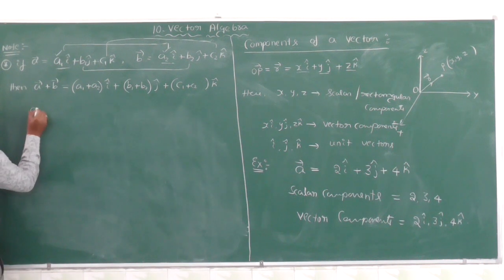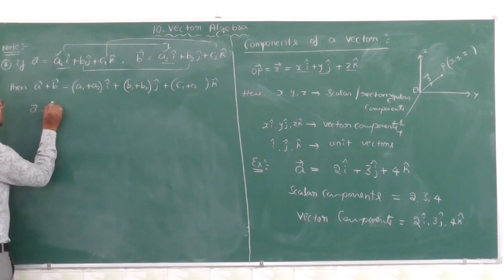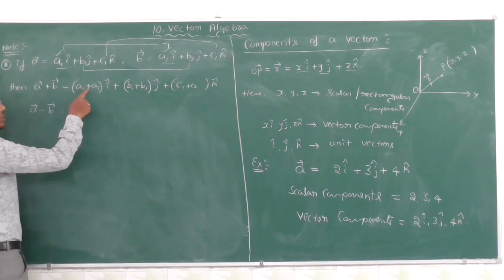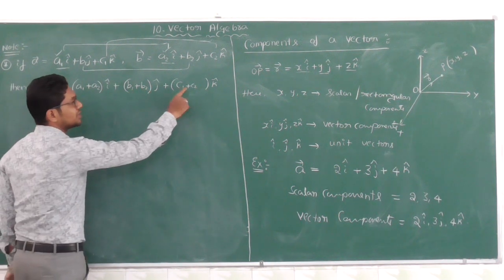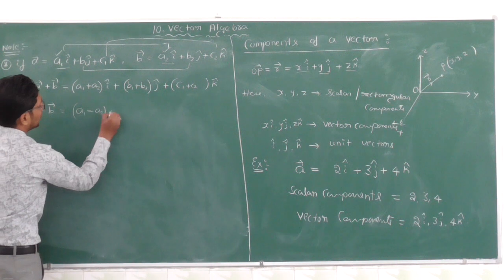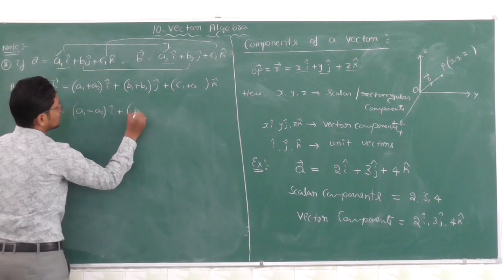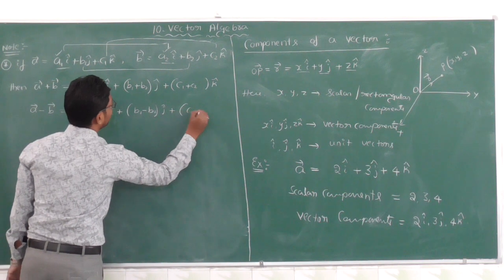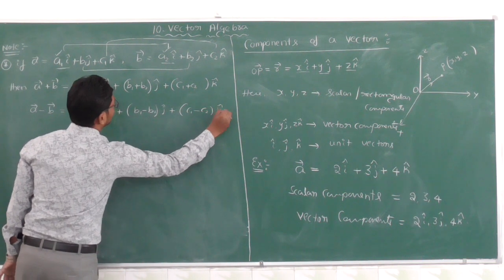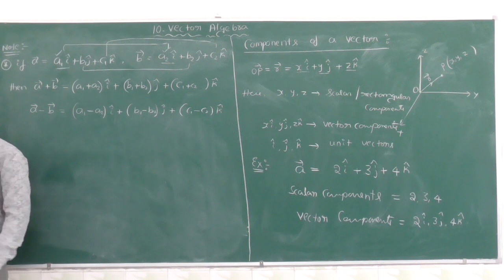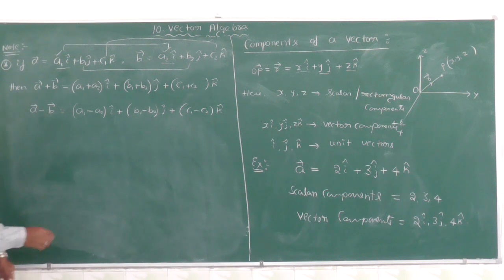Next, what about the difference of two vectors? A vector minus B vector, like A1 minus A2, B1 minus B2, C1 minus C2. Very simple thing. A1 minus A2 i plus B1 minus B2 j cap plus C1 minus C2 k cap. Okay, it is A plus B and A minus B. Next point.